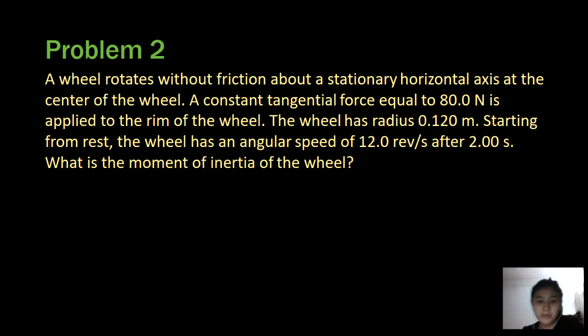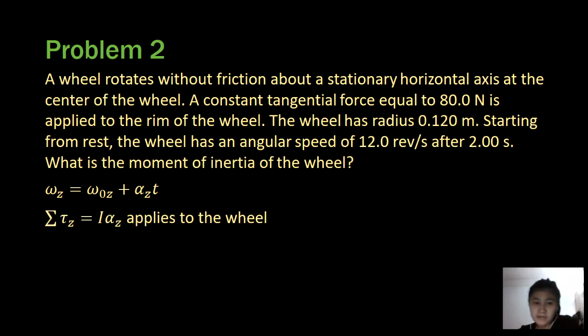For this problem, since it's stated that it has a constant tangential force, meaning that our alpha is constant, we would use one of the four formulas for constant acceleration. So we would use final angular velocity equals initial angular velocity plus alpha times time. The summation of the torque is equal to the inertia times alpha z. This applies to the wheel.